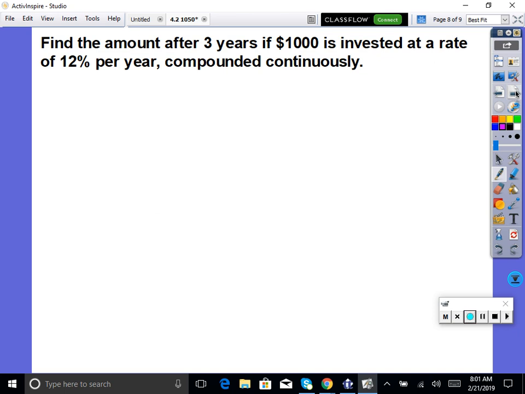It says the amount after 3 years if $1,000 is invested at a rate of 12% per year, compounded continuously. Oh, it says find the amount. So you would just plug it in. You'd say, okay, so A is equal to our put down amount, 1,000, times E, because we see compounded continuously, to the power of R, which is 0.12, times the time in the account, which is 3.